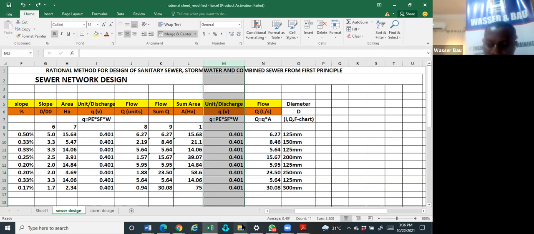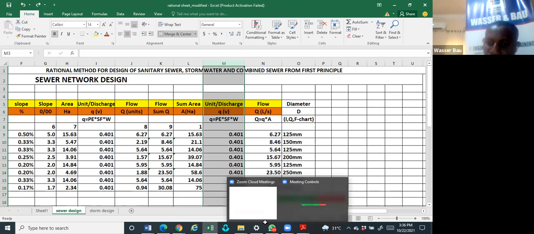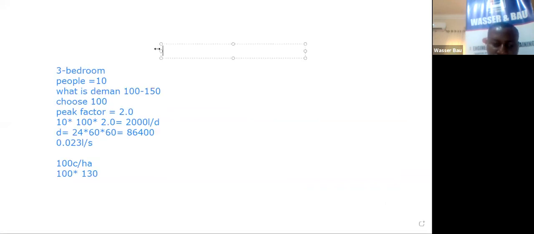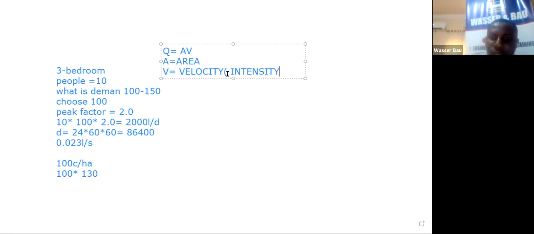Remember yesterday we said CIA. The universal formula is Q equal to AV, where A is the area and V is the velocity. So if you multiply the catchment area and this velocity, in storm it can also be the rainfall intensity.